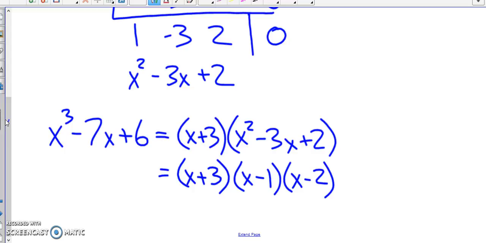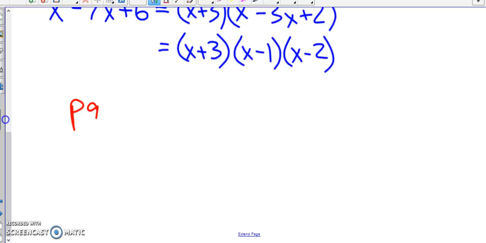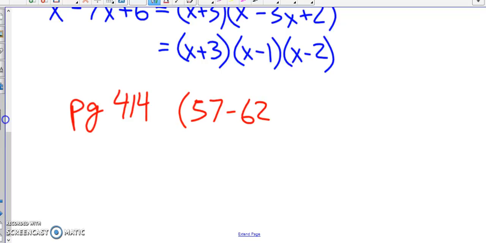The assignment for this section, or this part of the section, is on page 414. So on page 414, I need 57 through 62, 69 and 70. Thanks.